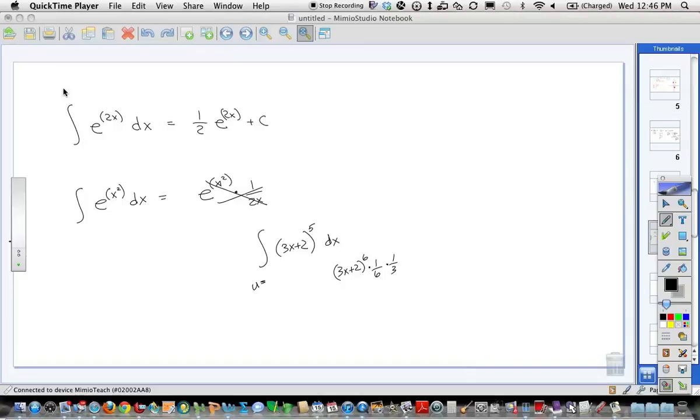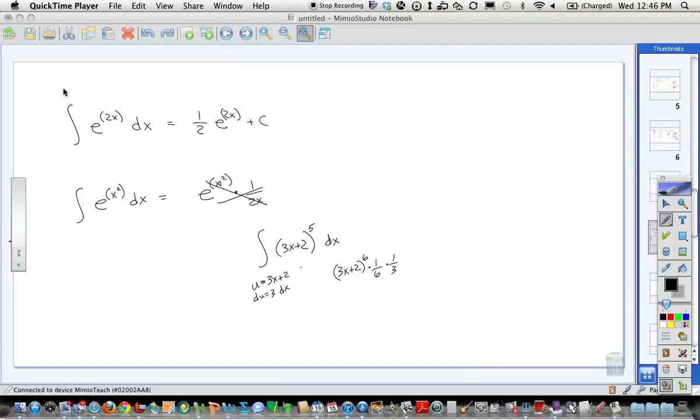which would be u equals what? 3x plus 2. The du would be 3 dx. Of course, we know the 3 will move over to the other side, and sure enough, that's where that 1/3 comes from. But if I had a 3x here, you can't move a 3x over to the other side, right? Like a 1 over 3x. And so that's why this won't work.